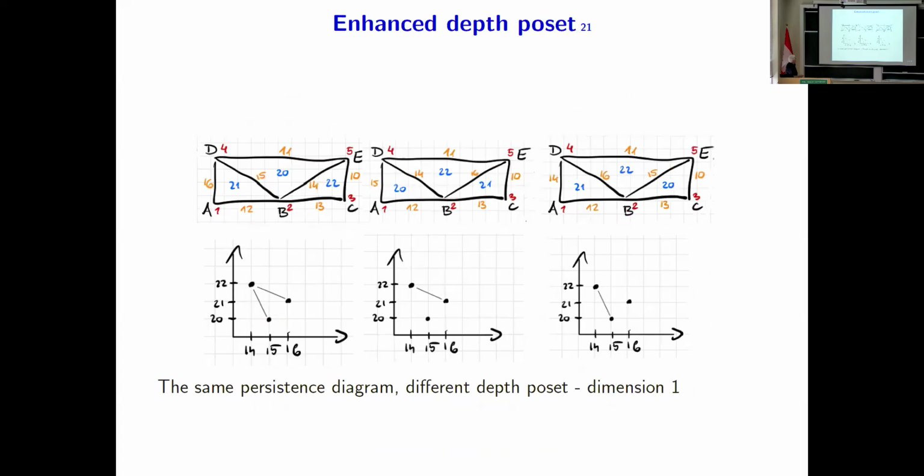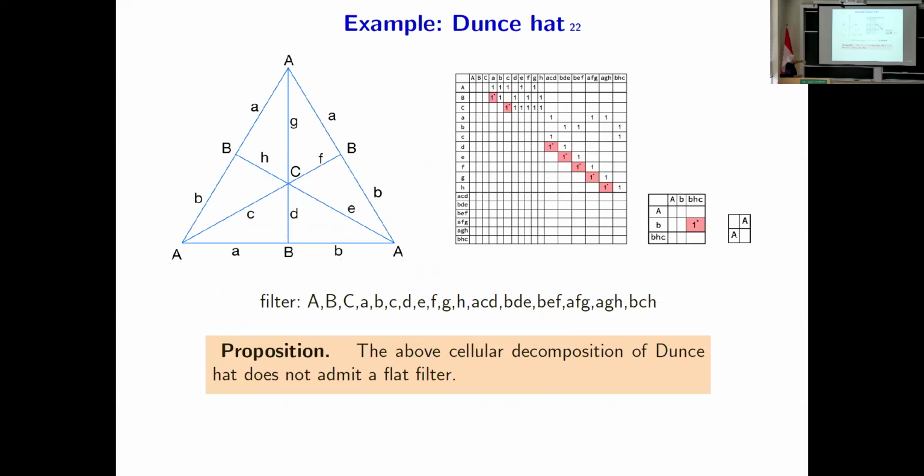Another example, in dimension 1. And actually, back to the Dunce hat. When you try to do the actual homotopies, you are stuck with a triangle. But when you do the algebraic version, you get the decomposition, and you need two derived filters to get the zero version.